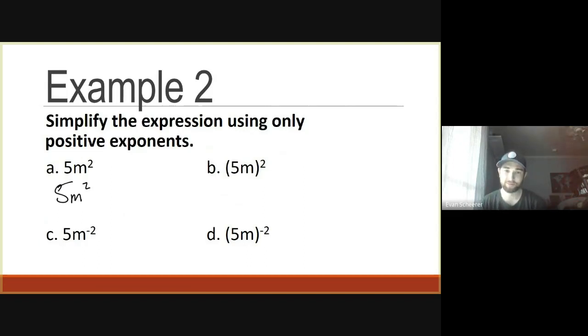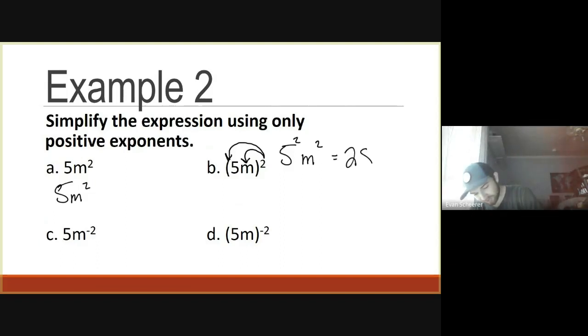But now, for B, it's not simplified all the way. Notice we need to take this 2 to the 5 and also take the 2 to the m. So that's going to leave me with 5 squared m squared, right? So 5 times 5 is 25, so your answer is 25m squared.